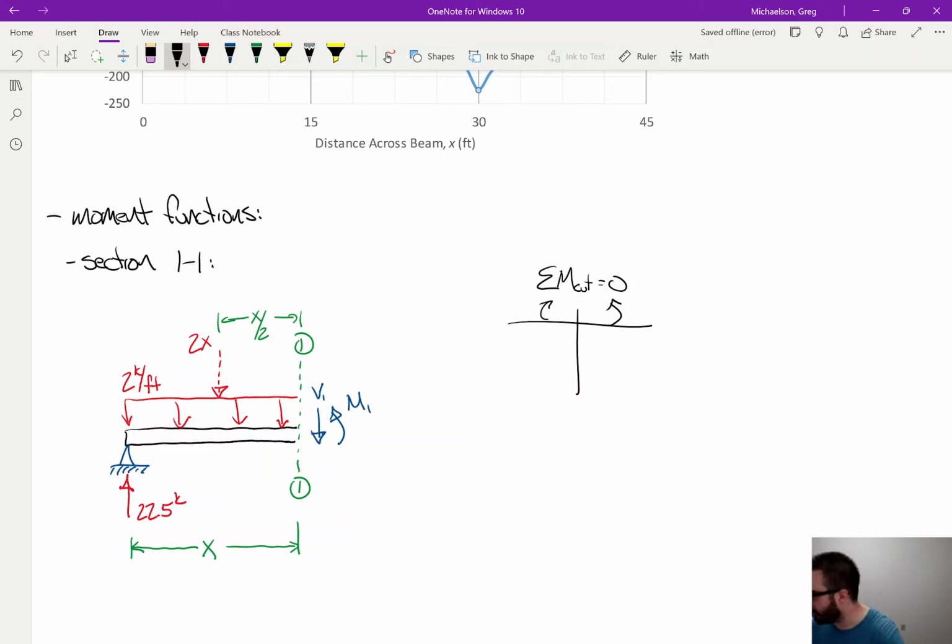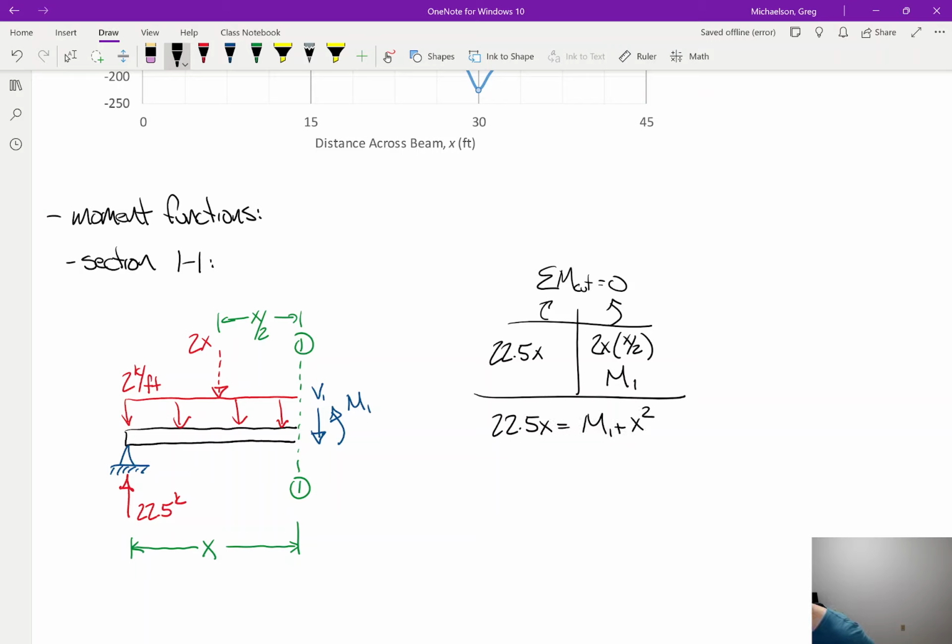So I've got 22.5 times x. And since everything's in a consistent unit system, I'm just not going to worry about the units over here on the math. And then going this way, I've got 2x times x over 2. Then I also have M1. So I've got 22.5x equals M1 plus x squared. So M1 is 22.5x minus x squared.